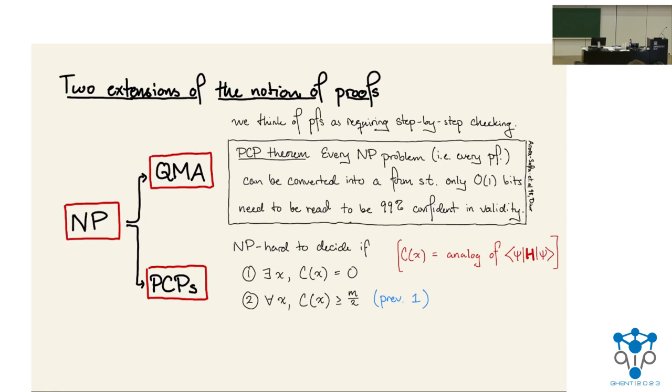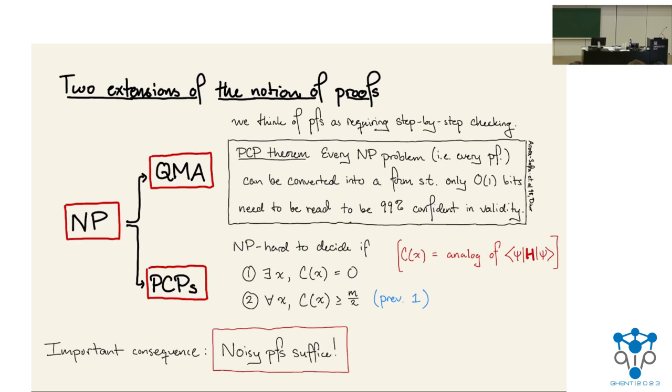This idea that you can look at a proof in terms of satisfiability really was seminal to how we think about proofs now. There's another important consequence of this, which is not often brought up enough in the classical setting, but is very important: once you have a PCP theorem, a notion of a noisy proof suffices. In fact, any X such that CX is less than M over 4, or it satisfies 75% of the checks, is a proof in the sense that it can also be verified with a constant number of queries.